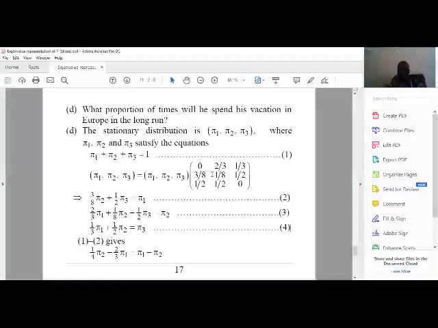First, you set the equations this way. Your calculator will give you x1, x2, x3 instead of pi 1, pi 2, pi 3. Are you okay? So in your calculator, first you do equation one. Then equation two, you take this pi one to this side. So you have minus pi one plus 3/8 pi 2 plus 1/2 pi 3 equal to zero. That's if you are using your calculator. That's the way you set the equation.